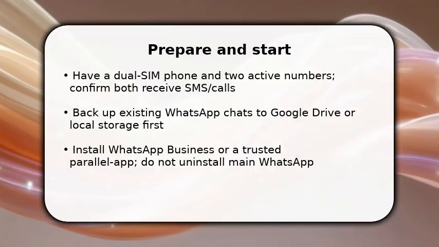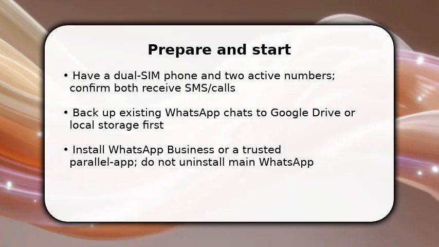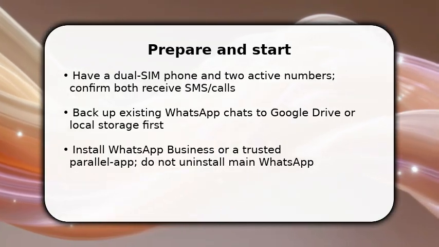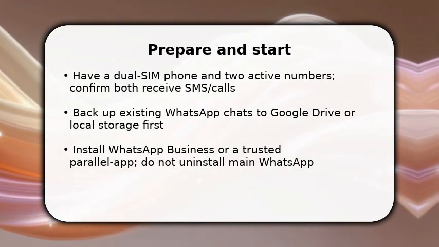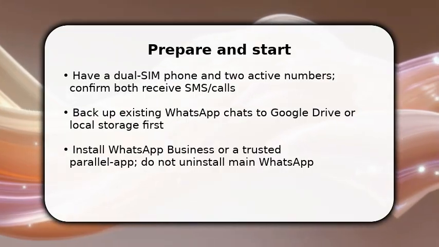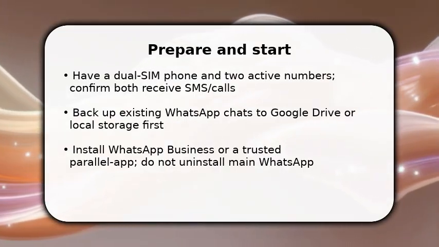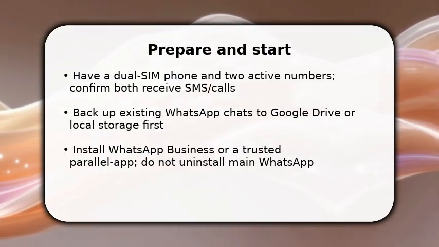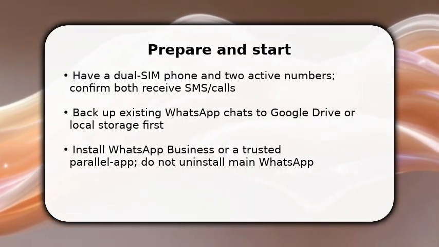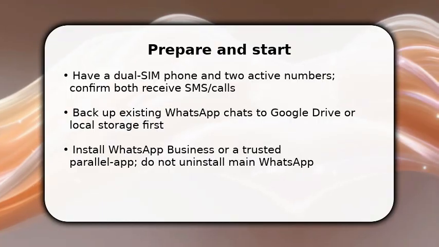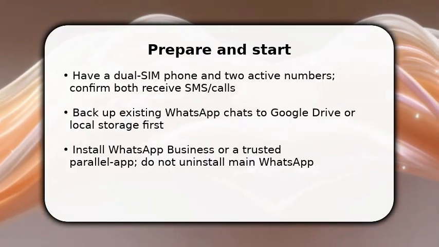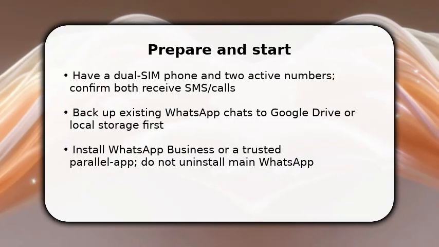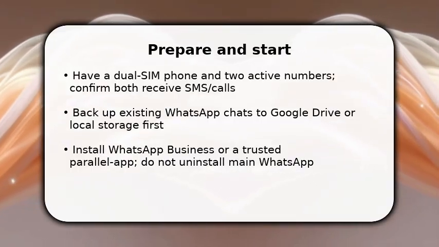You begin by confirming both SIMs are active and able to receive SMS or calls. This is essential for verification. Once done, make a full backup of your current WhatsApp chats to Google Drive or local storage so nothing is lost. Then install WhatsApp Business or a secure parallel app on the same phone. This lets you run a second WhatsApp account side by side without removing the original app.